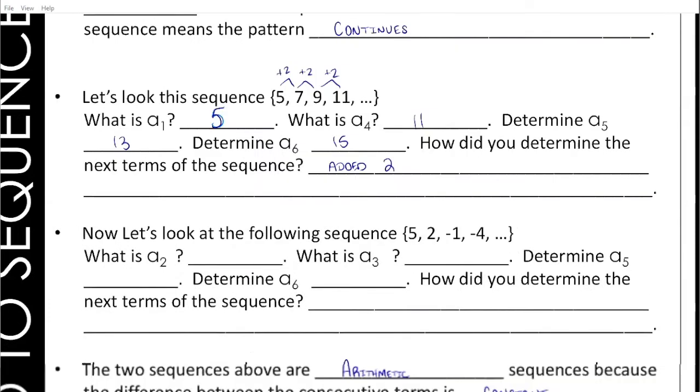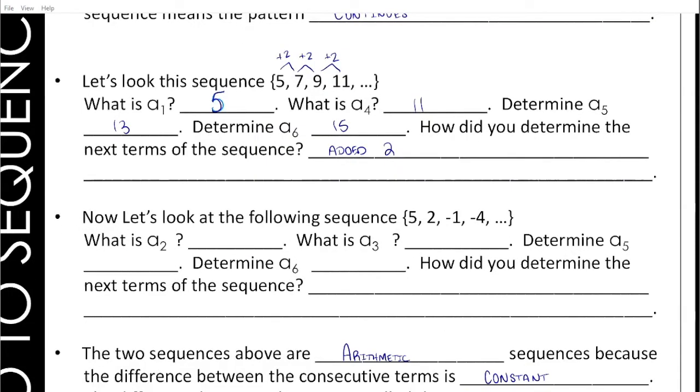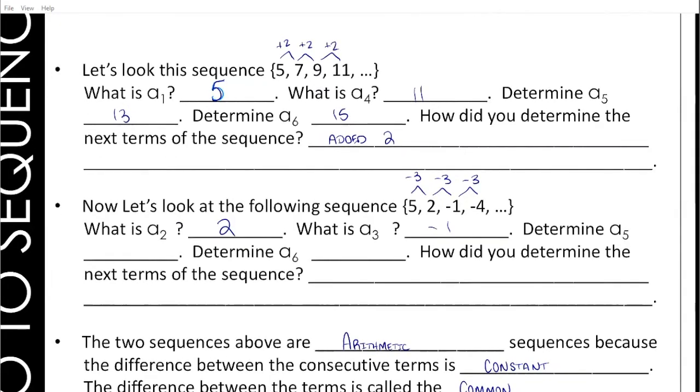Our next example. Our next sequence is 5, 2, -1, -4. Okay, a2, what is our second term? Well, that is 2. a3, what is our third term? -1. To determine a5, they didn't give us a5, they stopped at 4, but we can figure out, well, we subtracted 3, subtracted 3, subtracted 3. So to go from -4, if we're going to subtract 3, our next term, a5, would be -7.